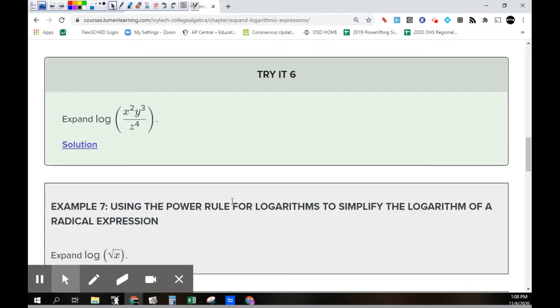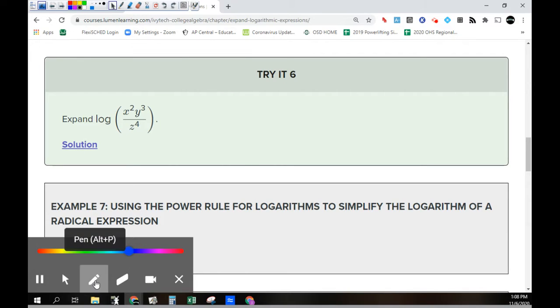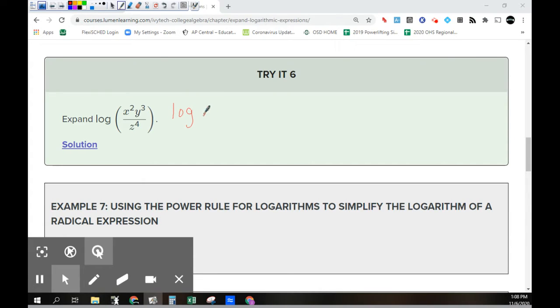Okay, number 6. So on this one, if you've been working diligently, you're back, and this one's going to be log of 2 log of x plus 3 log y minus 4 log z. That's what that's going to be when it's all said and done.